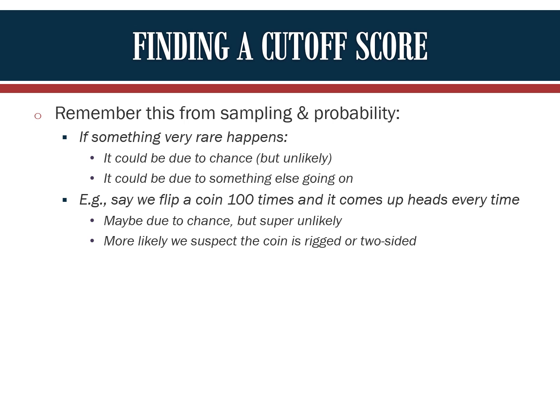All right. Now remember this from sampling and probability. We talked about how if something very rare happens, it could be due to chance, but that's unlikely. It could be due to something else going on. So for example, if we flip a coin 100 times and it comes up heads every single time, that could happen due to chance, but it's incredibly unlikely. More likely, we would suspect that the coin is rigged or perhaps it's two-sided.